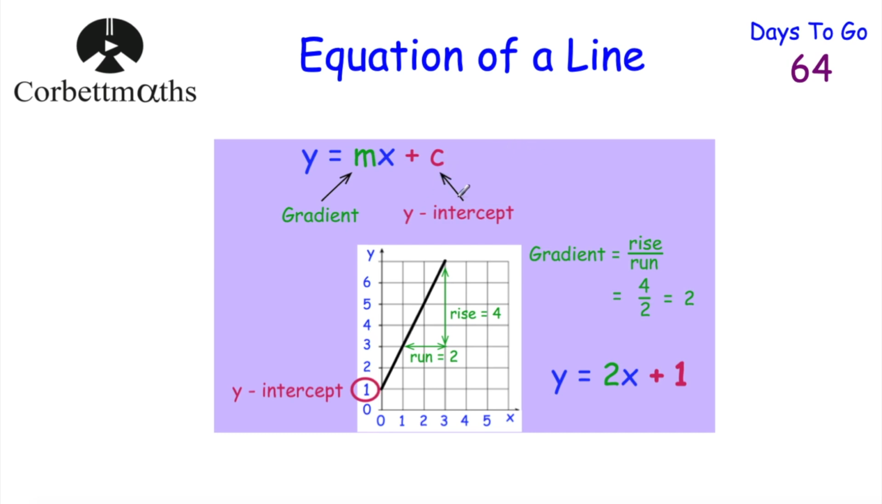So if you've got the Corbettmaths revision card, fantastic. Stick it up on the wall, bring it on the bus to school, learn it, get people to quiz you on it, and so on. Alternatively, if you've got window pen, remember to write it on your window, y equals mx plus c, and know that m is the gradient and c is the y-intercept.